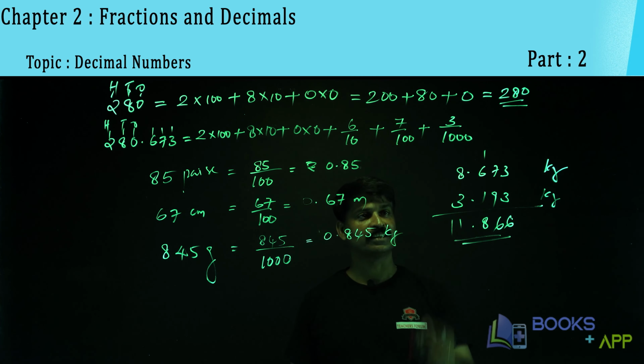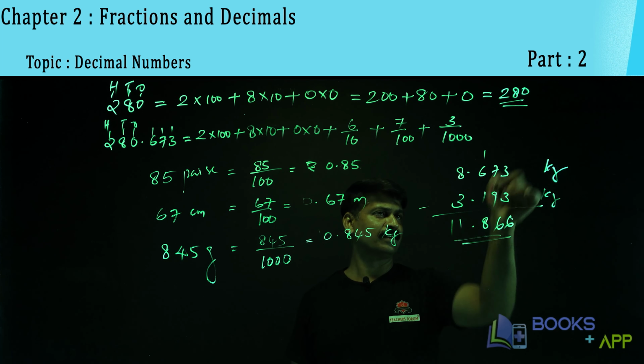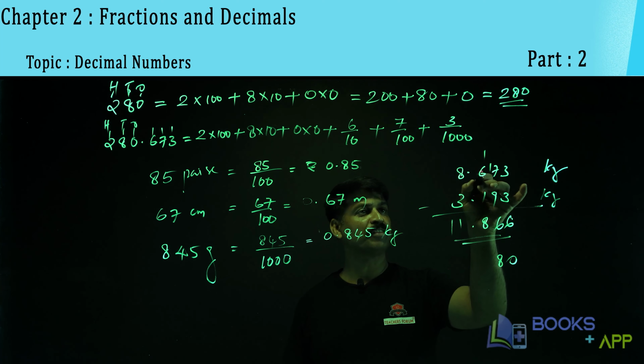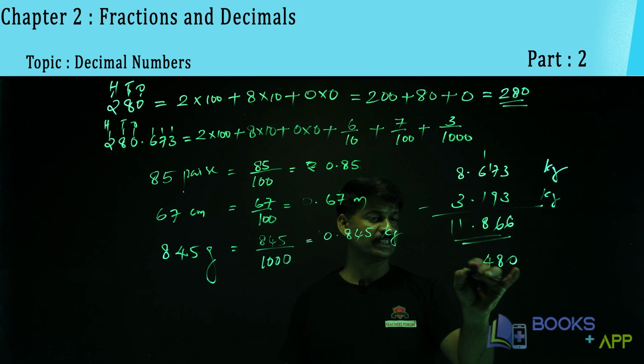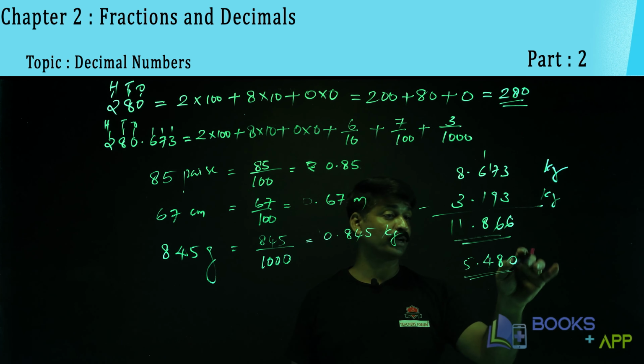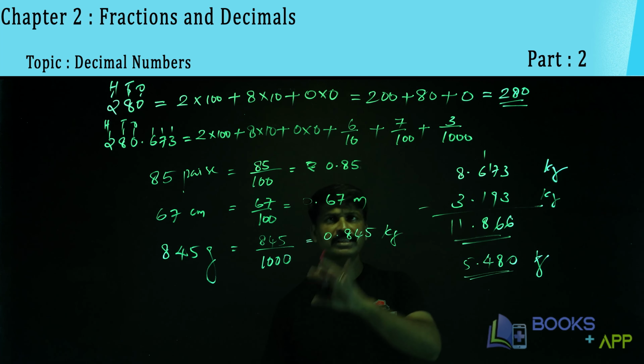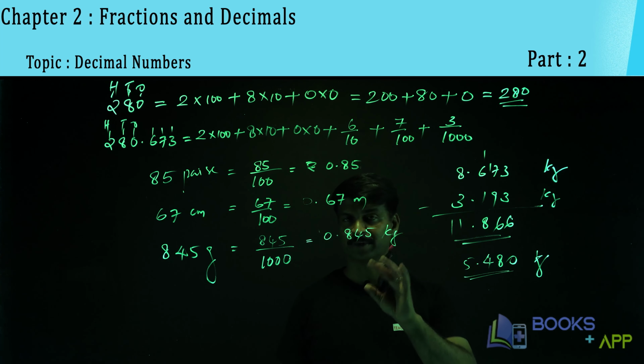Now how to subtract it? You know how to subtract it? Just subtract. 3 by 3, 0. 7, though it will become 17, isn't it? 17 by 9. 8, it will become 5. 5 minus 1, that is 4. 8 minus 3, this is 5. So 5.480 kilogram. This is what you get when you subtract. All these things you have learned in your previous classes.